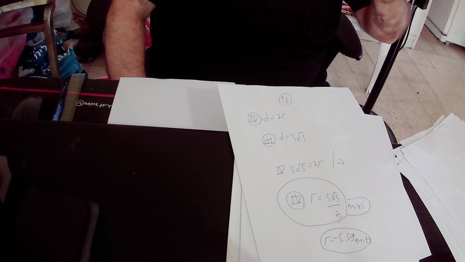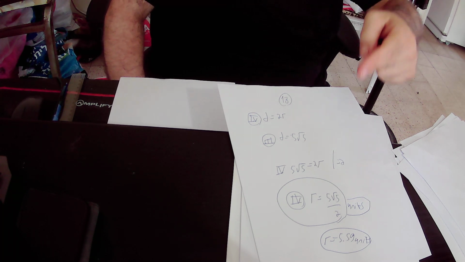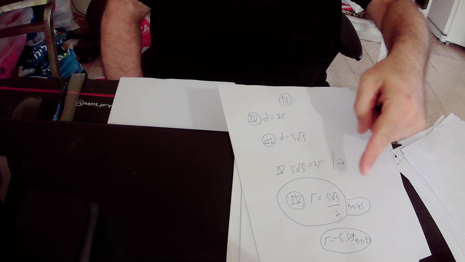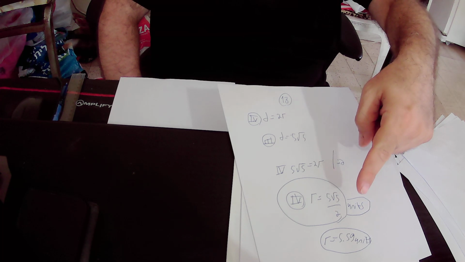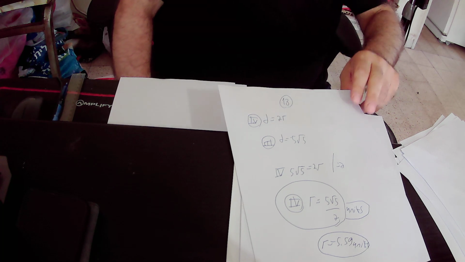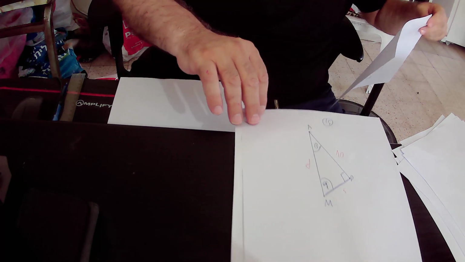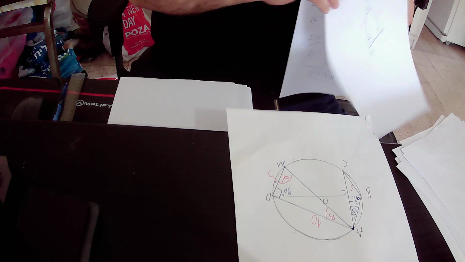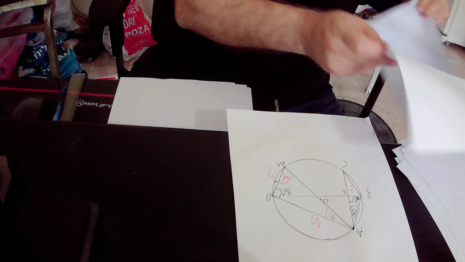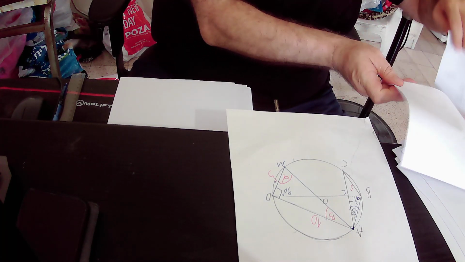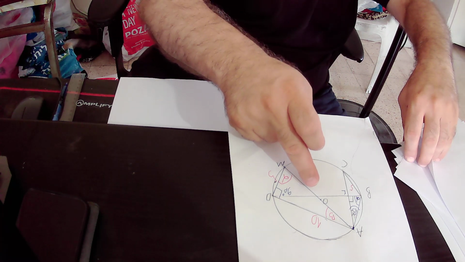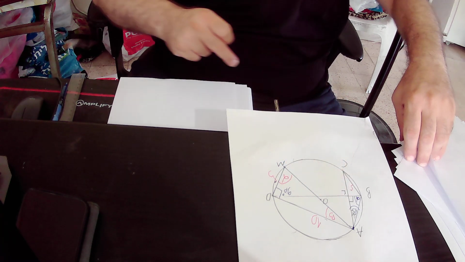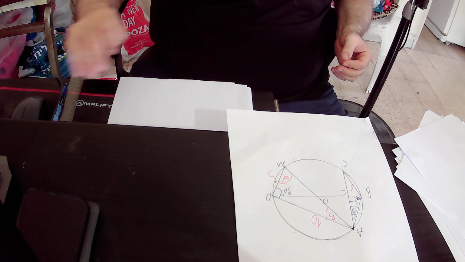The radius equals 5 times root 5 over 2 units, or the radius equals 5.59 units. Okay, so the radius of this circle equals 5.59 units. Okay, thank you very much.